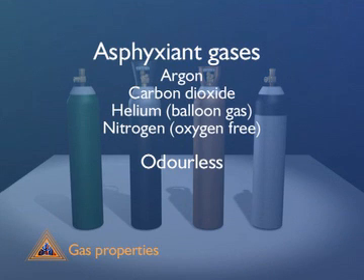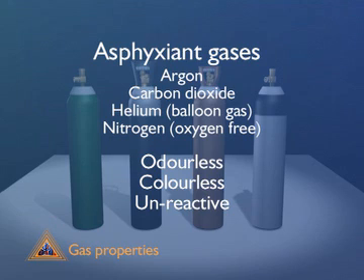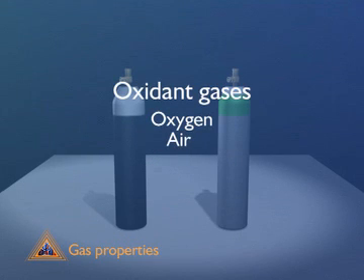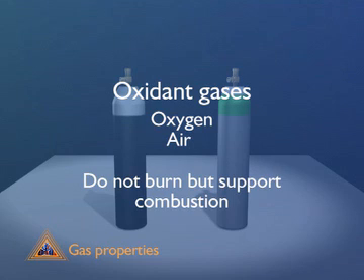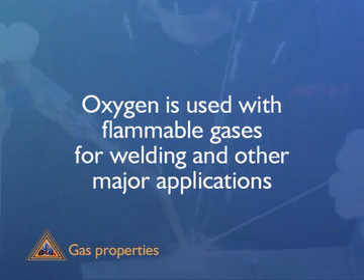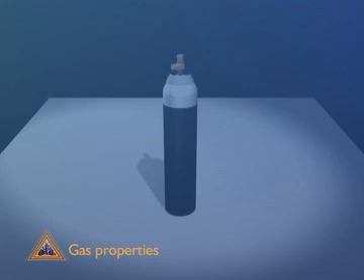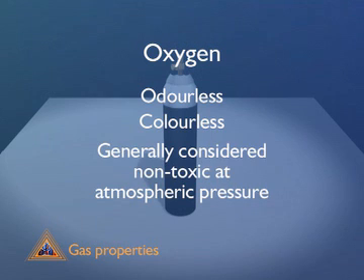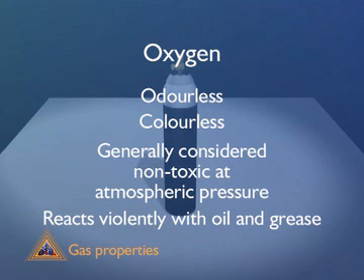Asphyxiant gases are all odourless and colourless. Generally, they don't react with other materials and don't support combustion or support life. Oxidant gases do not themselves burn, but support combustion, and include oxygen and air. Oxygen is used together with flammable gases for welding and other major applications. It's odourless and colourless and generally considered non-toxic at atmospheric pressure. High-pressure oxygen also reacts violently with oil and grease, causing fire hazards or an explosion.